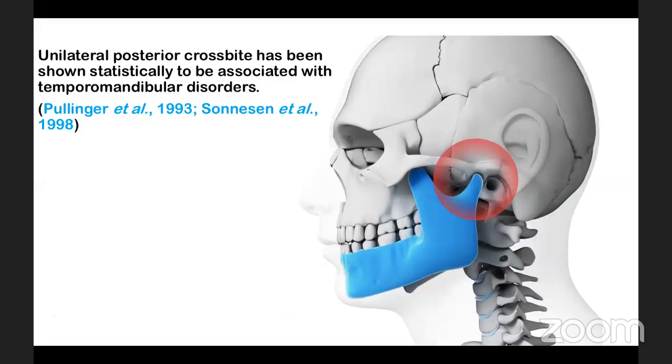Now, unilateral posterior crossbite, which is basically one of the most important characteristics of a pseudo class 3, has been statistically associated with mandibular distortion. So that means to say that a pseudo class 3 has a very good chance of developing TMDs.